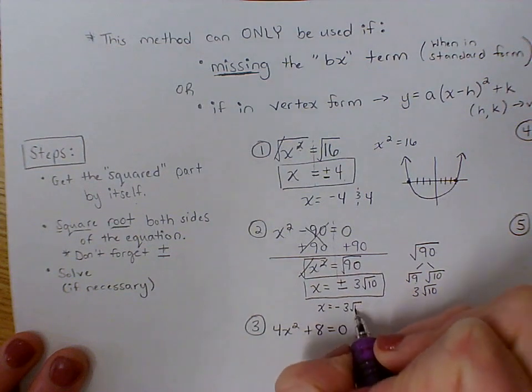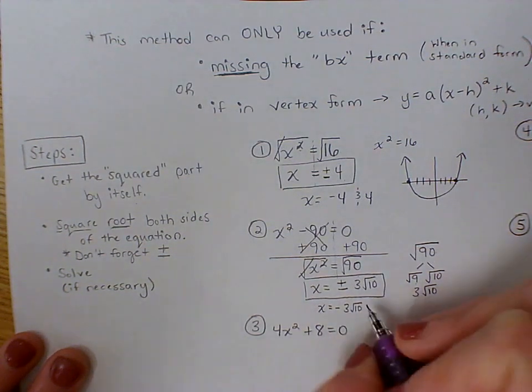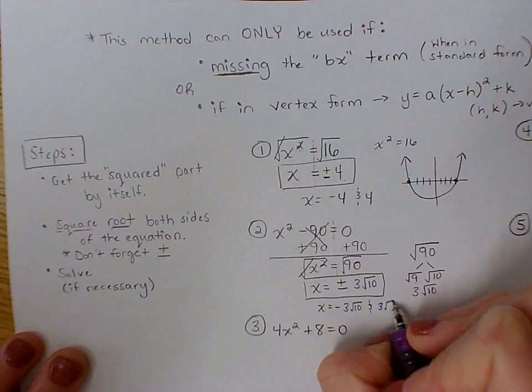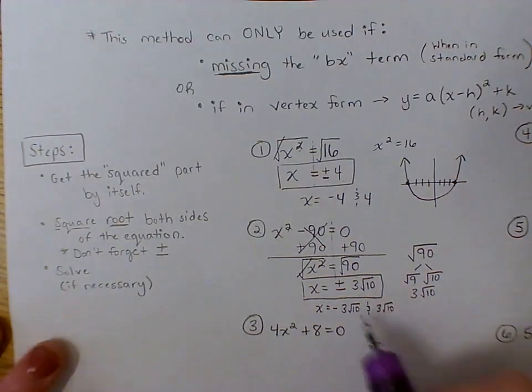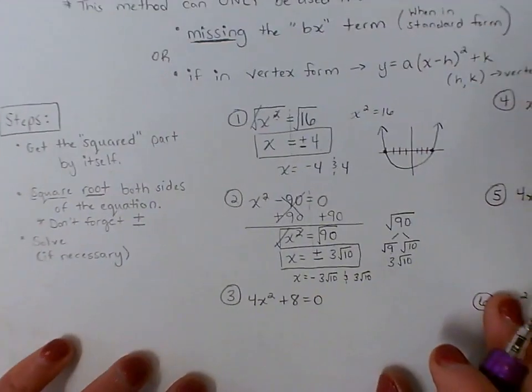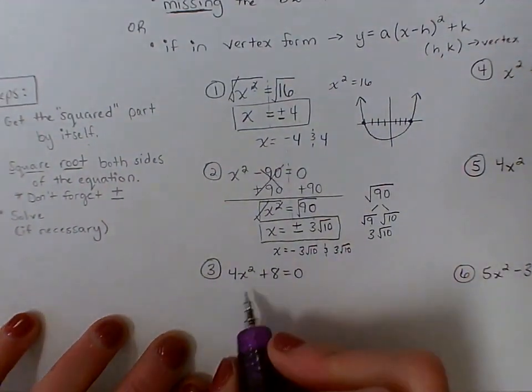But you would say negative 3 square root 10 and positive 3 square root 10 would work in that equation. Okay, so you could write it either way. All right, so let's do another one. What if we had something like this?